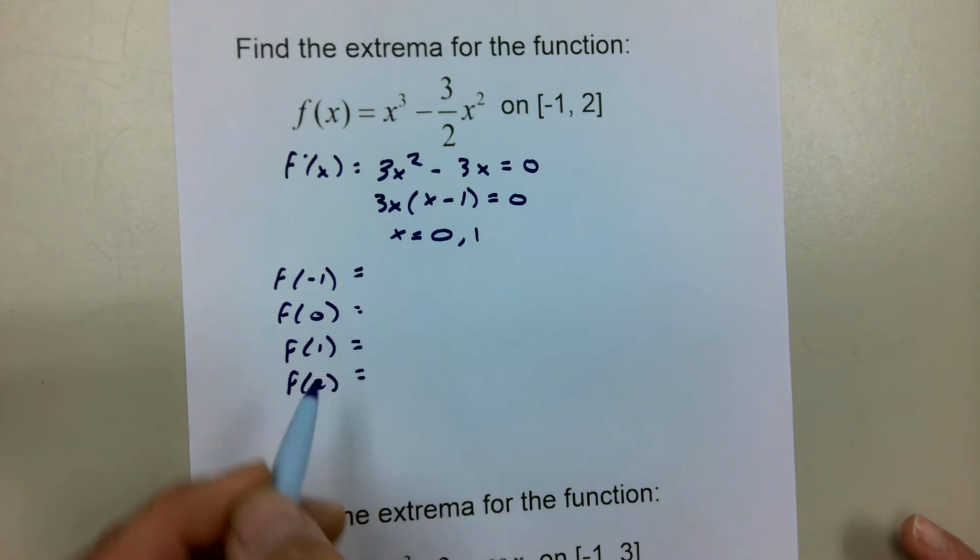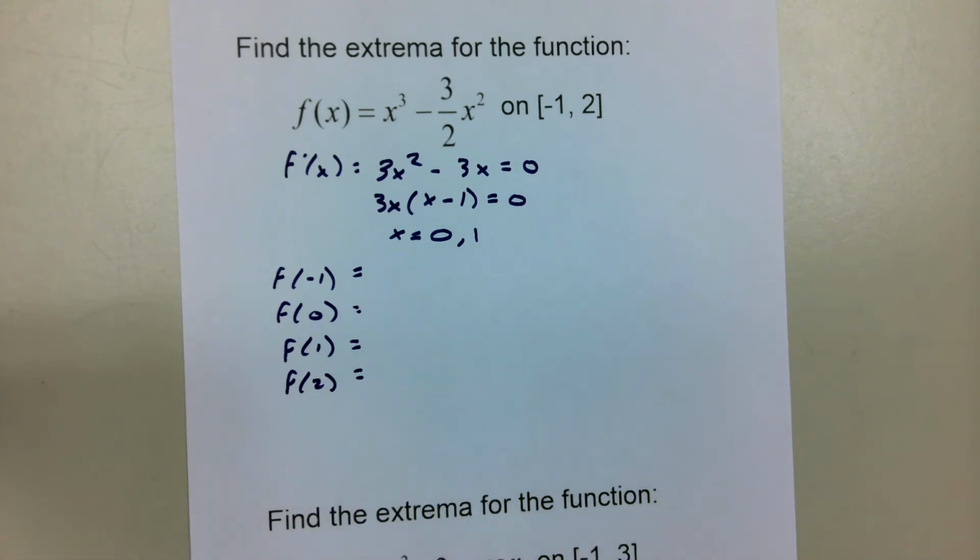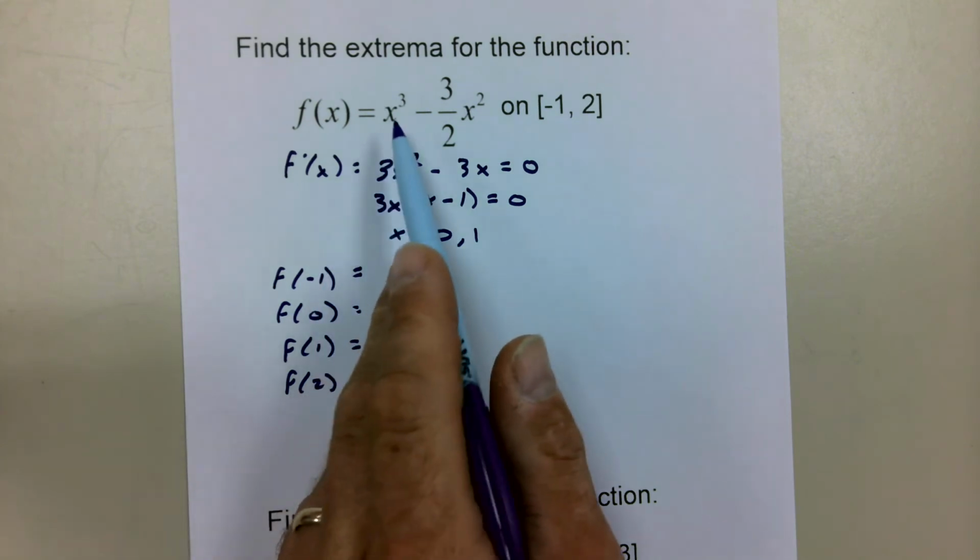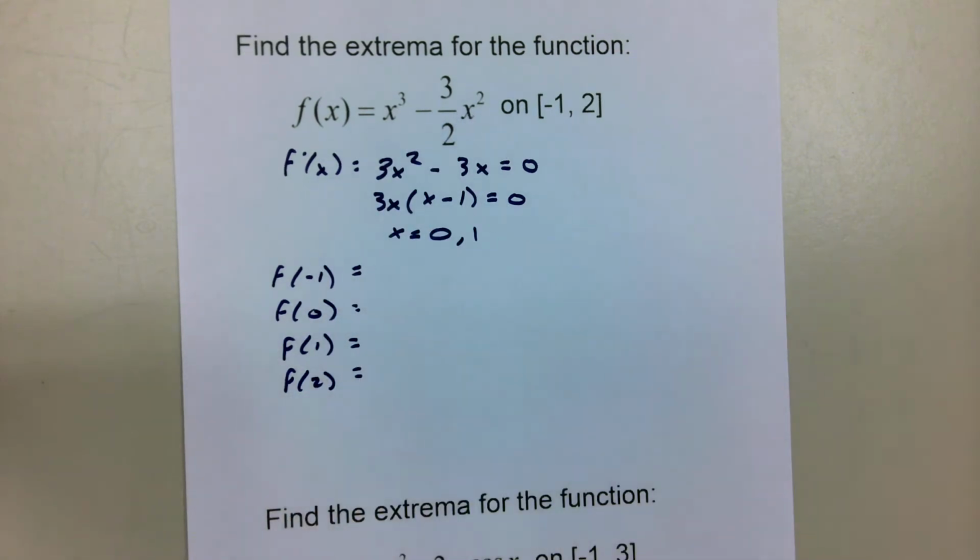And what I would suggest, since you have the calculator at your disposal, is to go ahead and use that, but I would also be able to do this by hand. So I'm going to take that negative 1 and plug it into my original function. Again, if you have your calculator, I would put it into a table, which is what I'm going to do right now.